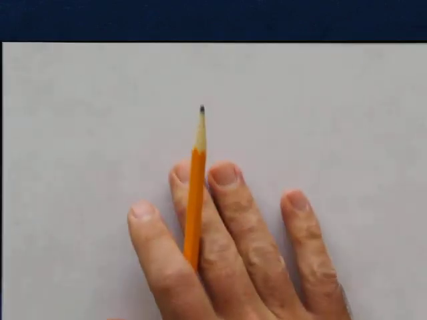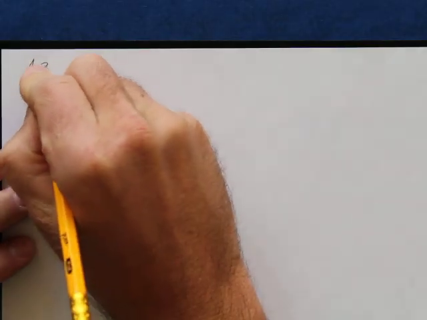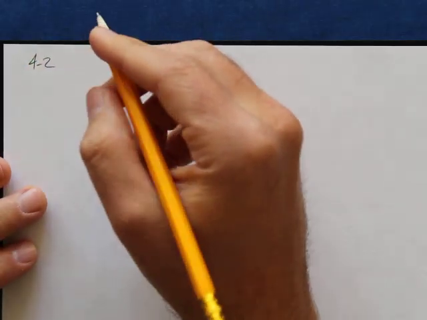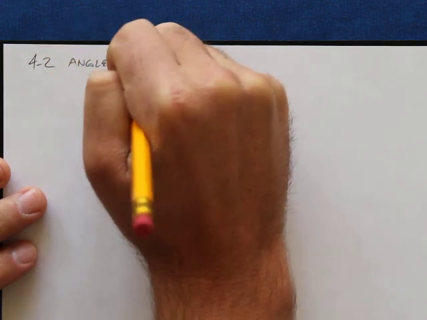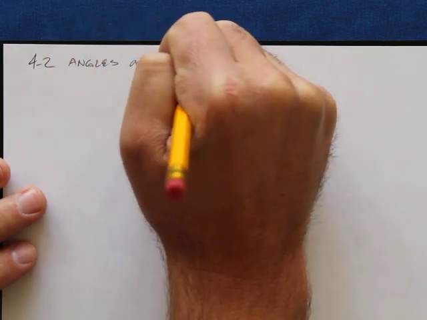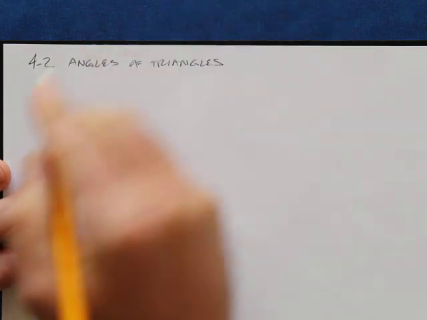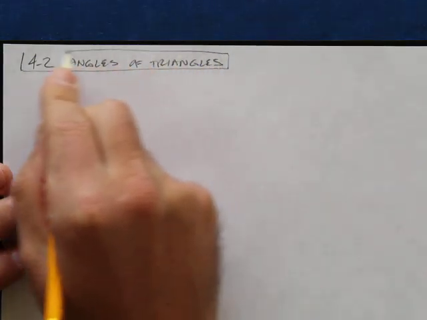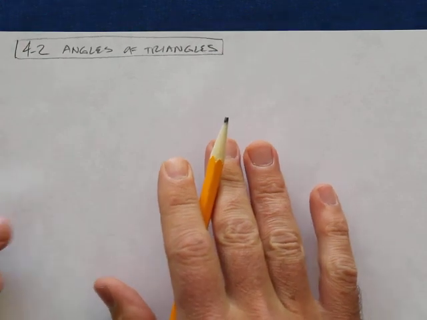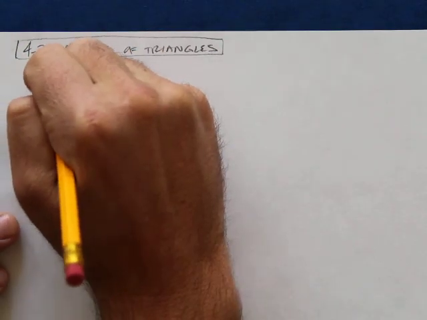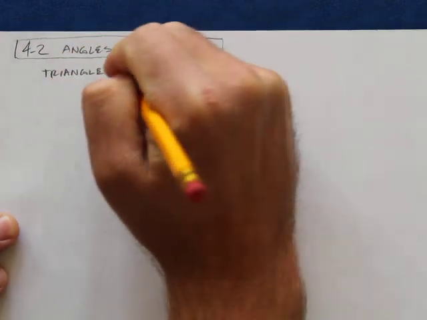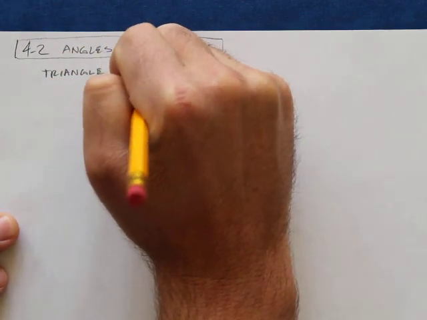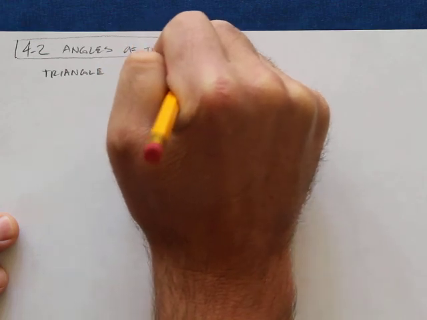Geometry 4-2, angles of triangles. So we're going to look at the triangle angle sum theorem.